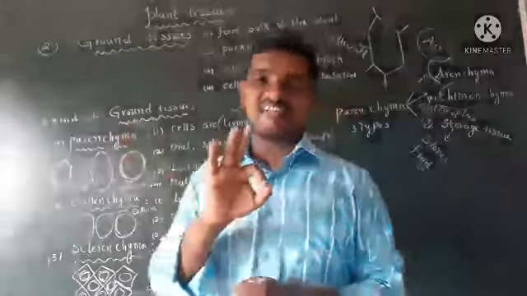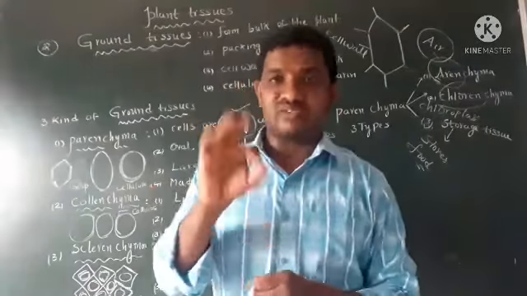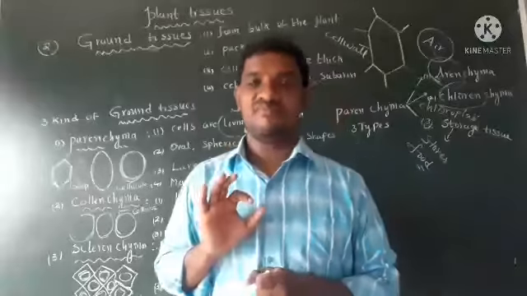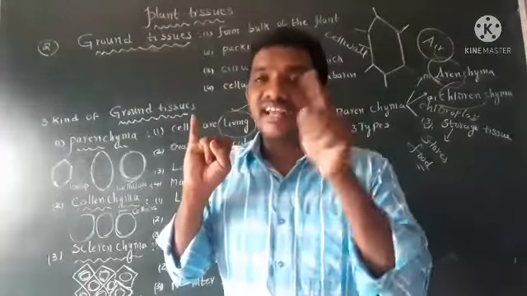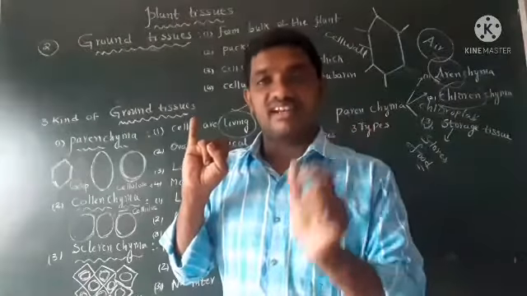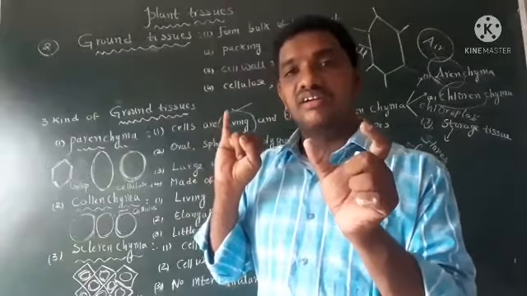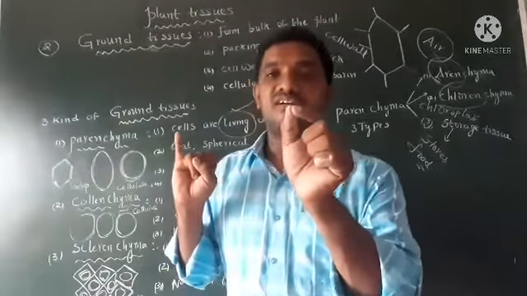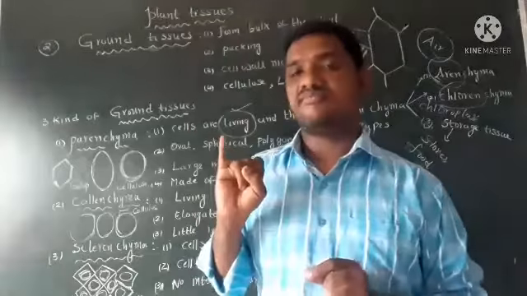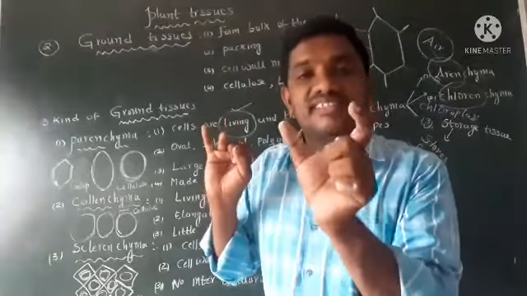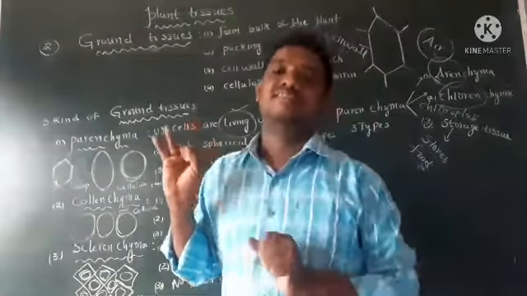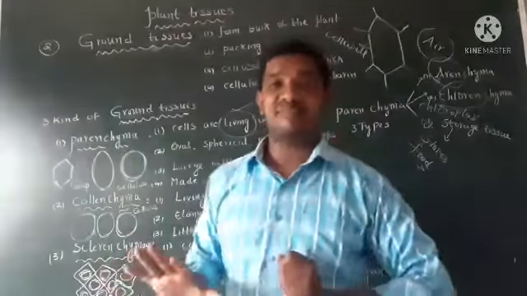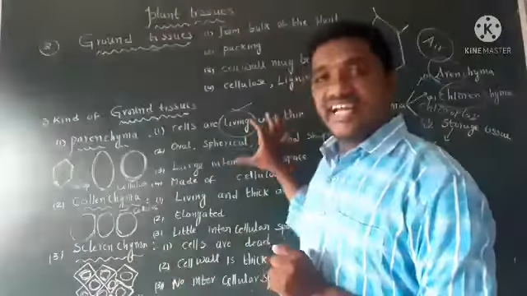What are those three kinds? Parenchyma can be classified into three types: aerenchyma, chlorenchyma, storage tissue. What is aerenchyma? Aerenchyma tissue is filled with air, which helps in floating on the water, especially for water plants or aquatic plants. Second one, chlorenchyma, which consists of chloroplasts. Third one, storage tissue, which stores the food material. That is about the three kinds of parenchyma.